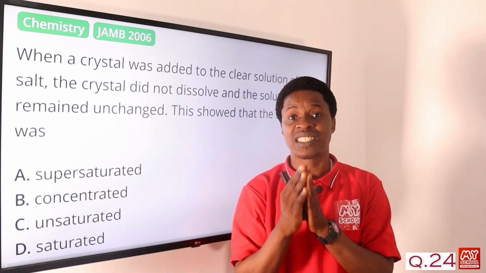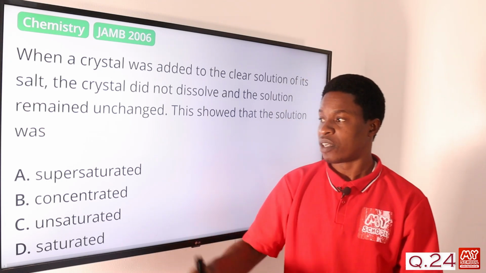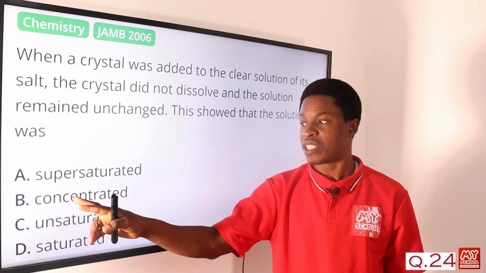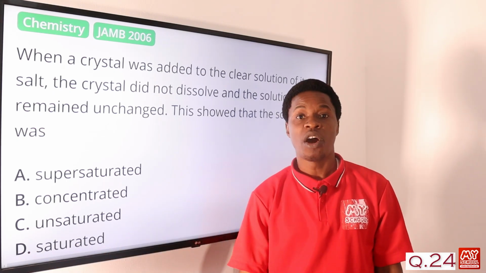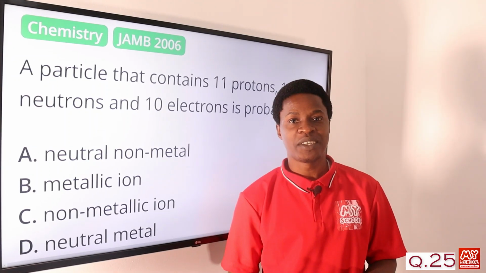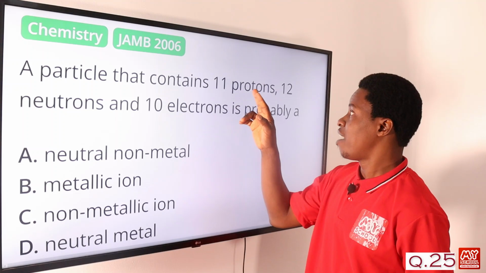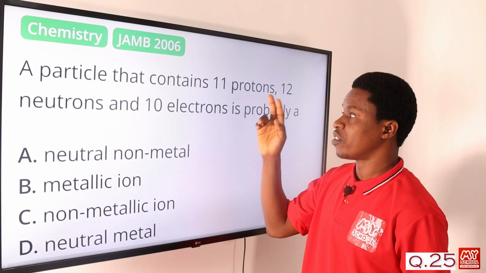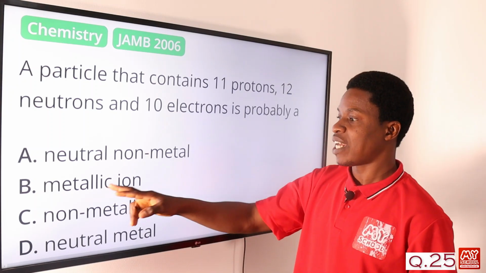So it means that the solution has been saturated. Option A says supersaturated. Option B, concentrated, unsaturated, saturated. So the correct answer is option D, saturated solution. Now let's move on to question number 25. A particle that contains 11 protons, 12 neutrons and 10 electrons is probably a what? Neutral, non-metal, metallic ion, non-metal.